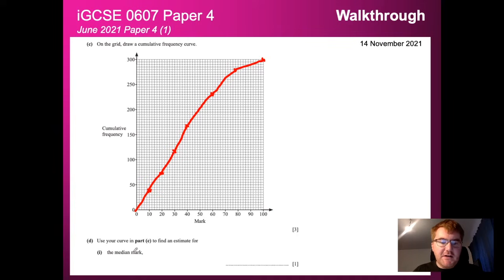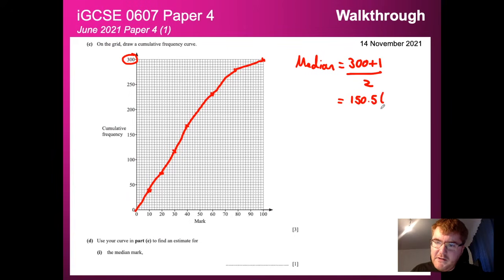So part D, we're going to use this curve to now work out an estimate for the median mark. So notice we have 300 pieces of data here. So to work out our median, officially what you should do here is do 300 plus 1 divided by 2. It's important for the plus 1. But notice on the graph it's not going to make much difference here. So we get 150.5, and we're going to look for the 150.5 value.